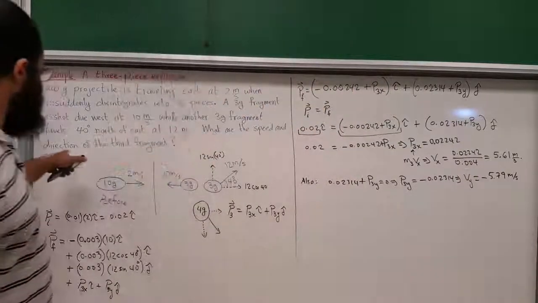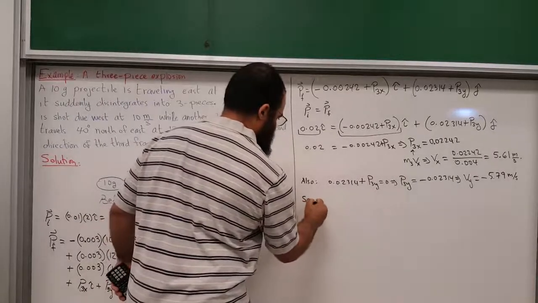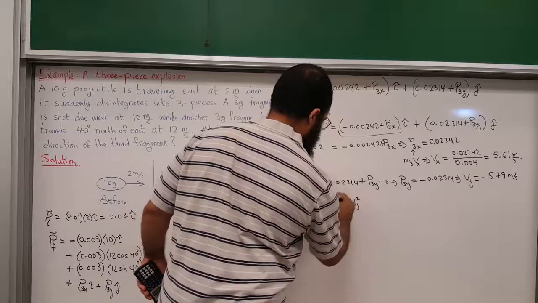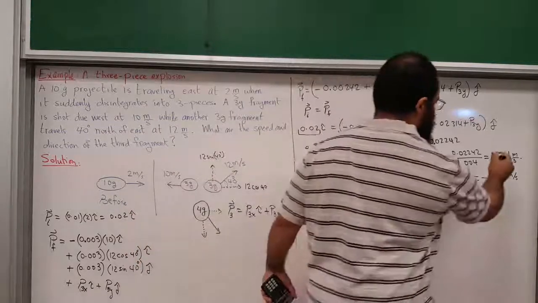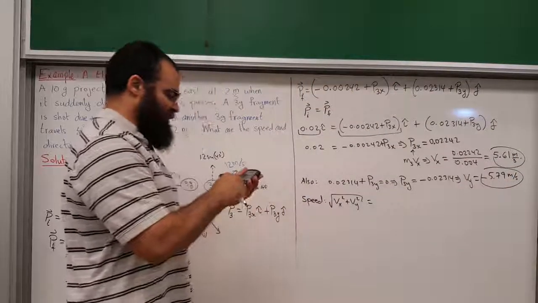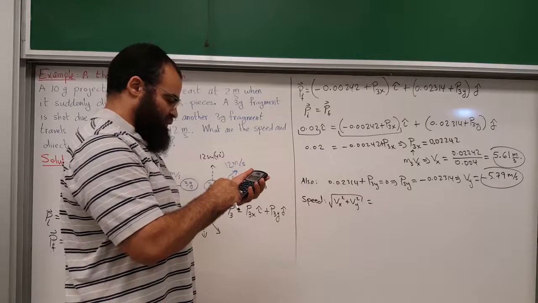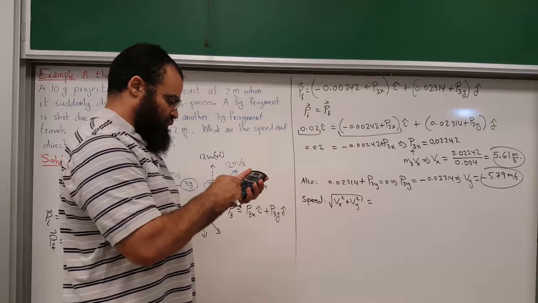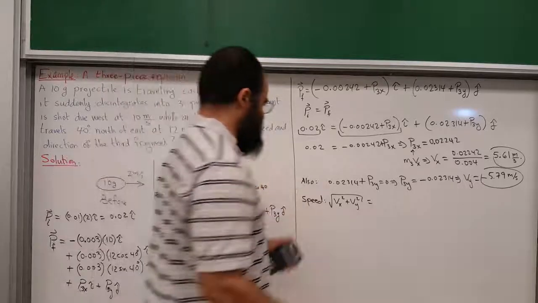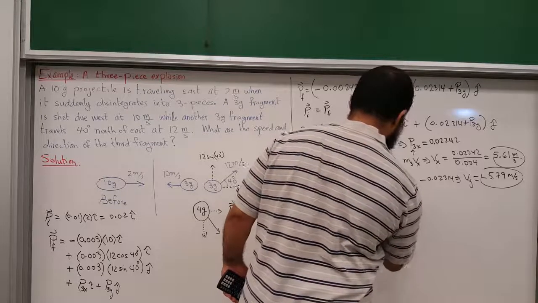I think they asked for the speed and then the direction. So for the speed, it will be the square root of Vx squared plus Vy squared. So you square this one, and you square this one, and you get the magnitude. Okay, I got about 8.06 meters per second. That's the speed.